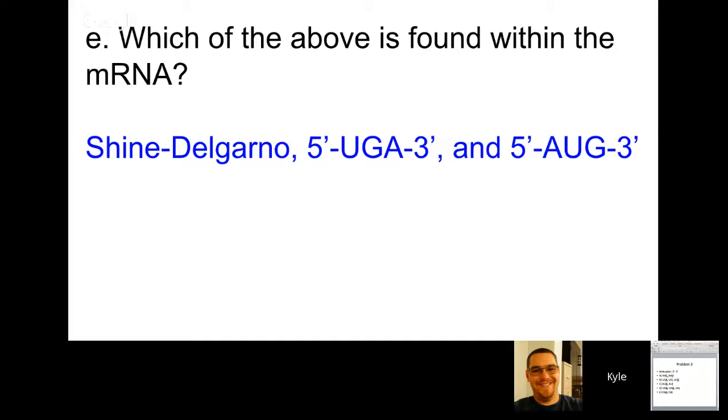For E, which of the above is found in the mRNA? That would be the Shine-Dalgarno sequence, which helps with initiation, and the start codon and the stop codon.